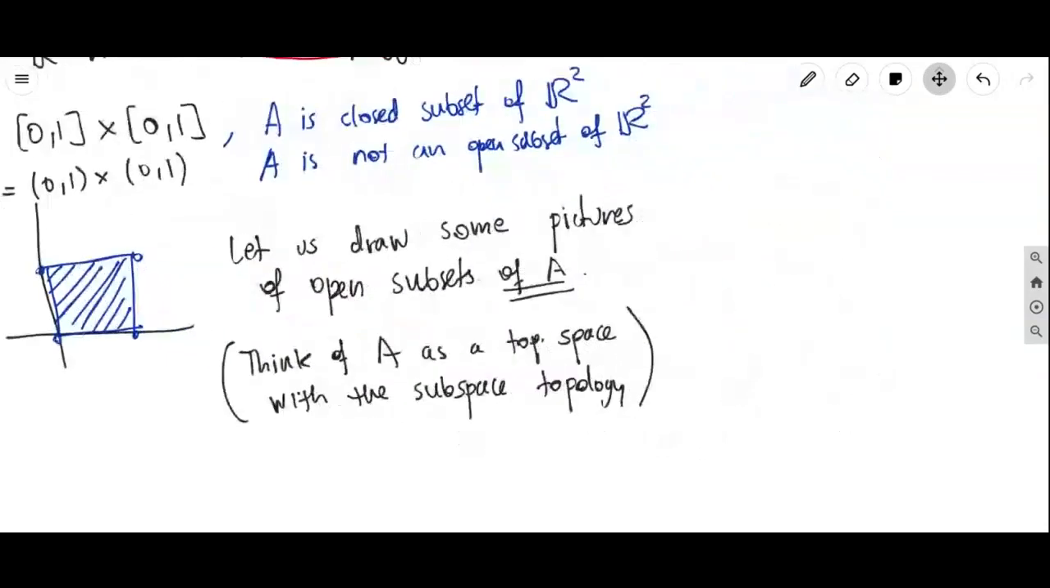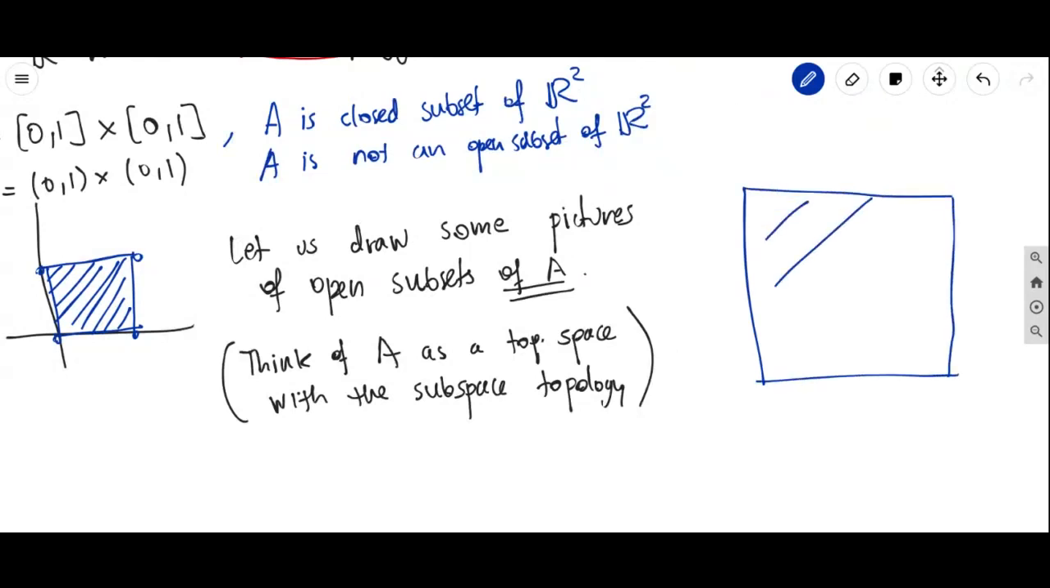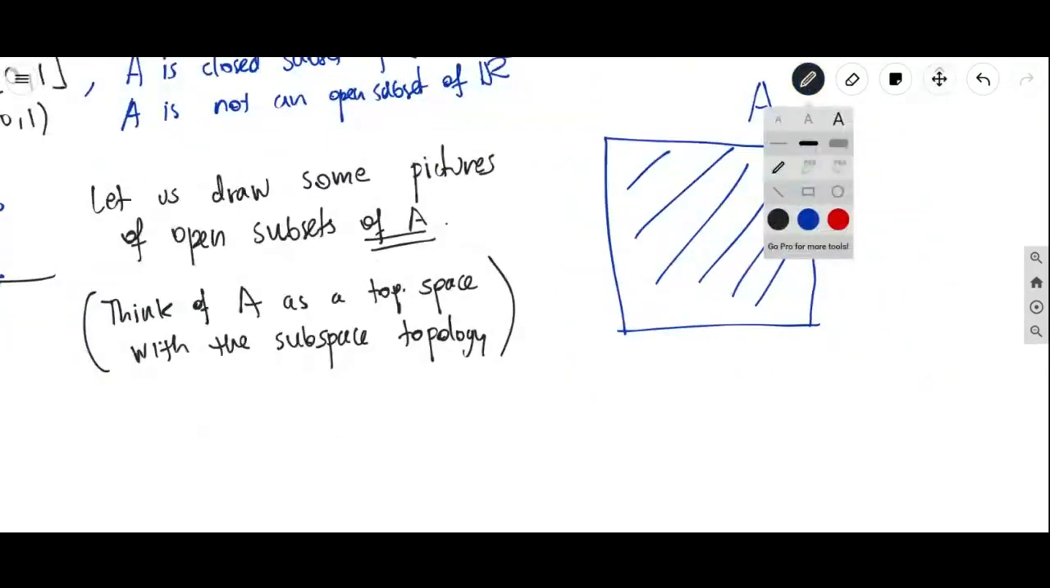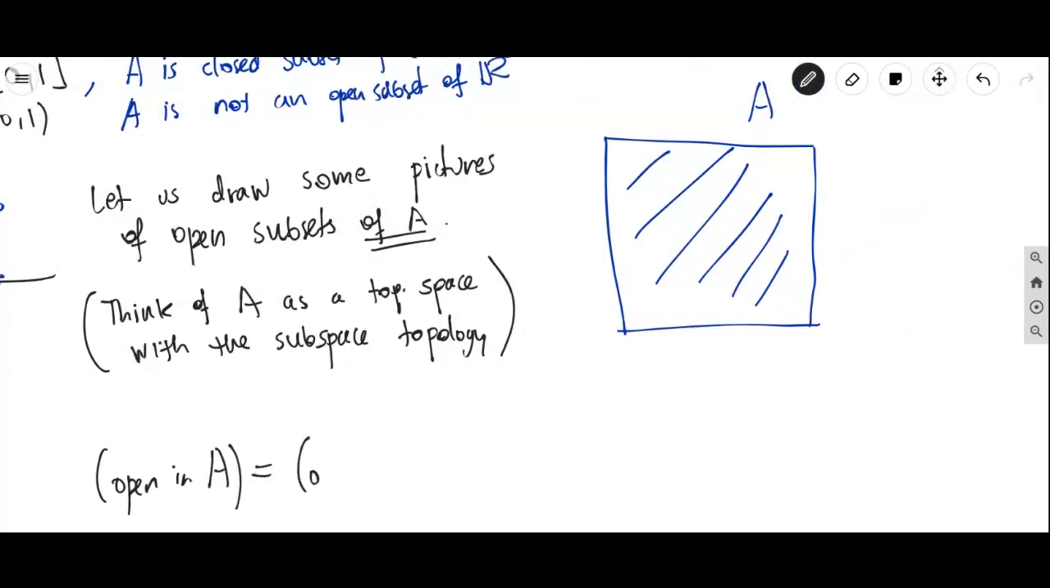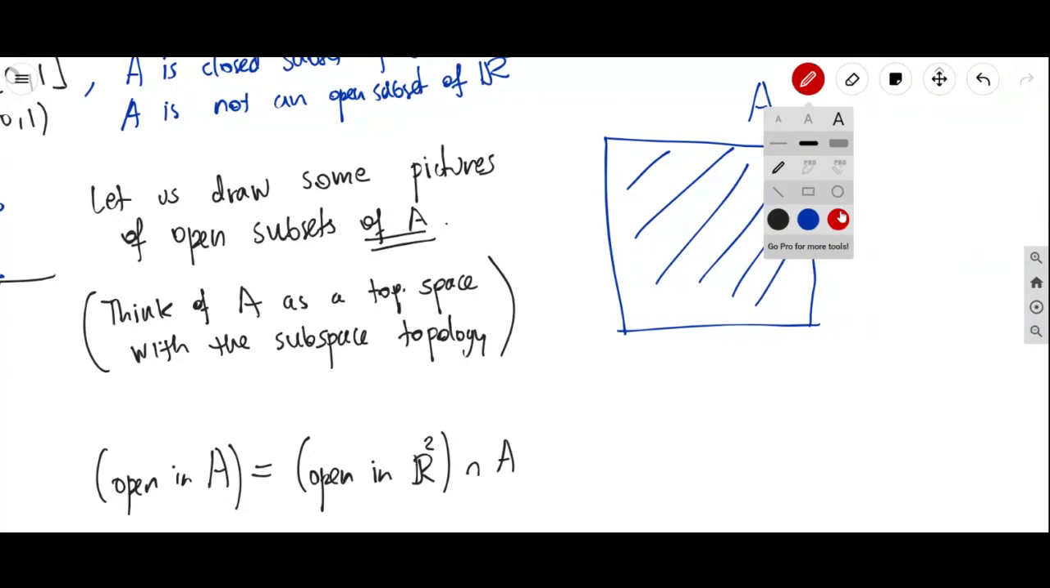So maybe to make nicer pictures, I'm going to redraw this again, just a little bit bigger and without the extra lines. So this is A right here. And the subspace topology goes like this. Open in A has the form that it's open in X. In this case, X is R2. And then you intersect it with A. So take any open subset of R2 and intersect it with A and see what you get.